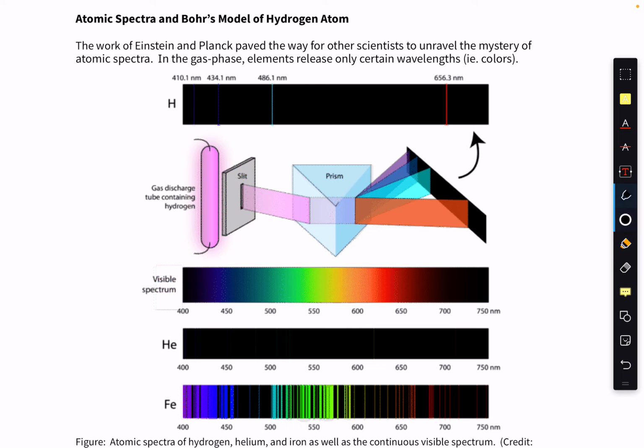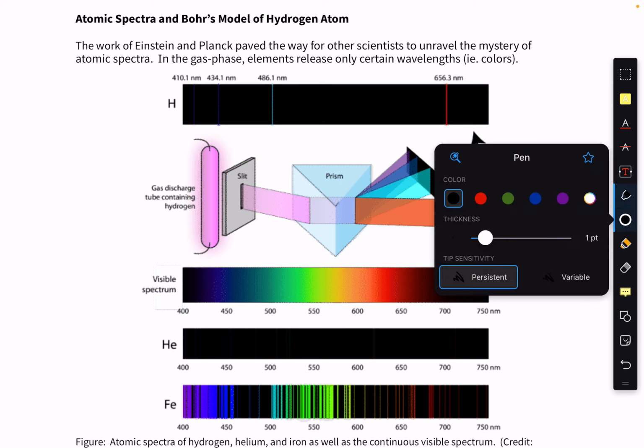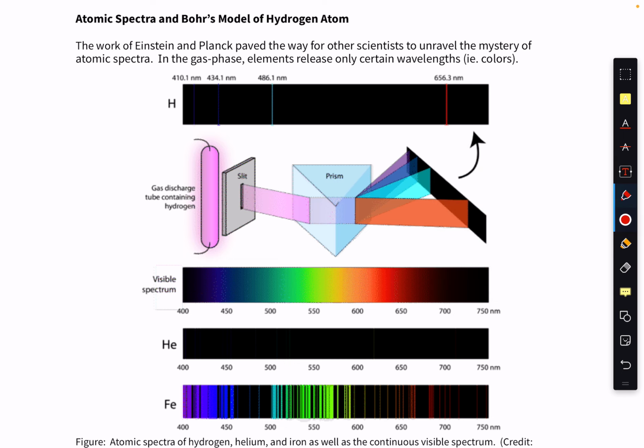But if I take that purple light and pass it through a prism, or a diffraction grating that separates the light into its component colors, what I get is really fascinating. I get a very specific frequency and color of red at 656.3 nanometers. I don't get any other colors of red. I get one very sharp, precise color of red.